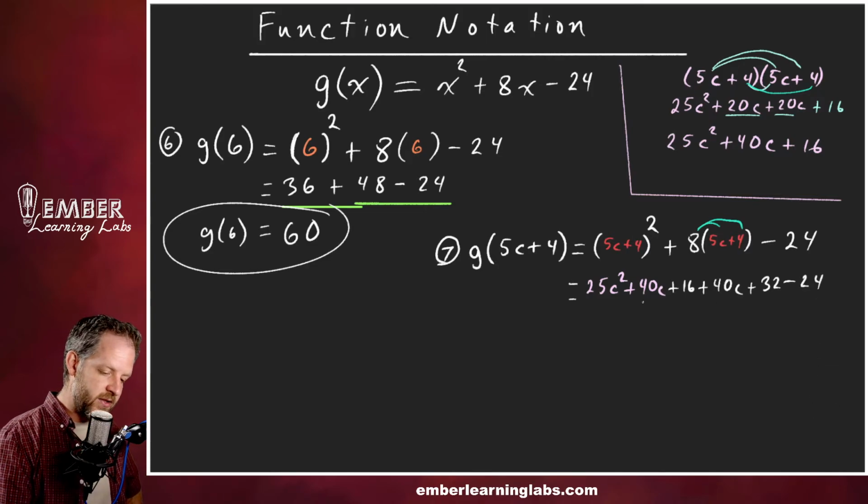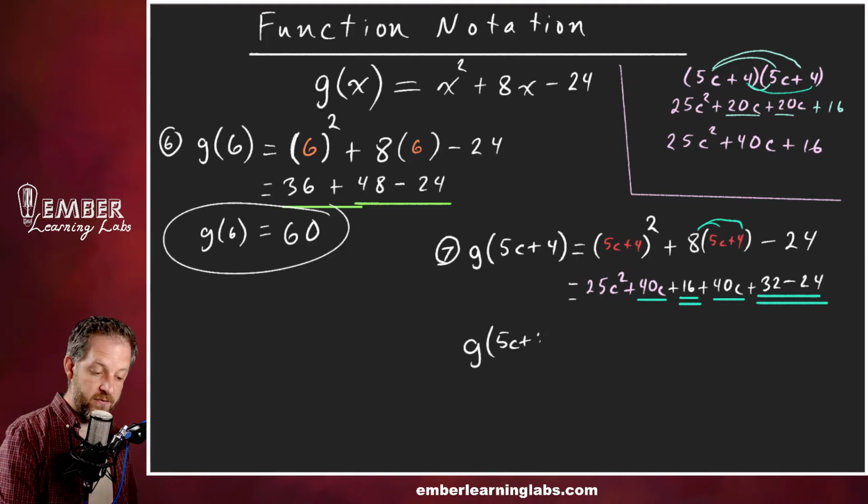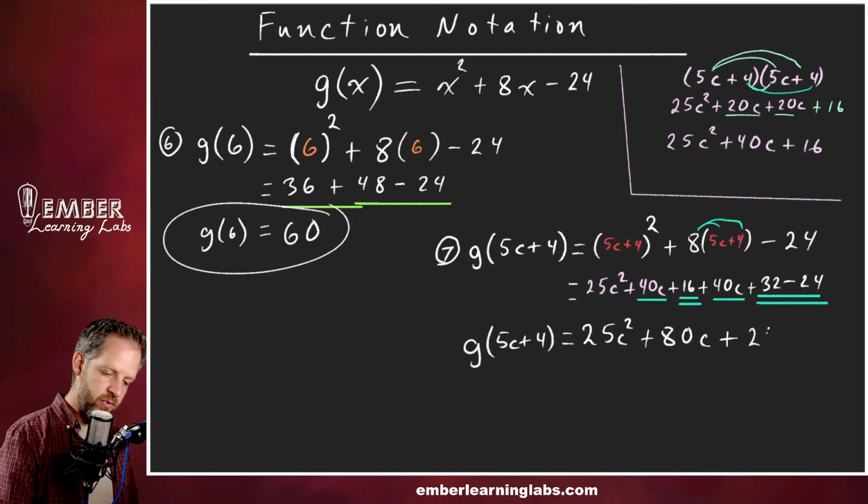We've got like terms again. Looks like we've got like terms right here with that one, and then that one is alike with those. So we're going to combine our like terms and walk our way down. So g of 5c plus 4 is 25c squared, and then 40c plus 40c is 80c, and then 16 plus 32 minus 24 is plus 24. I almost said C, just plus 24. All right, so there is that.